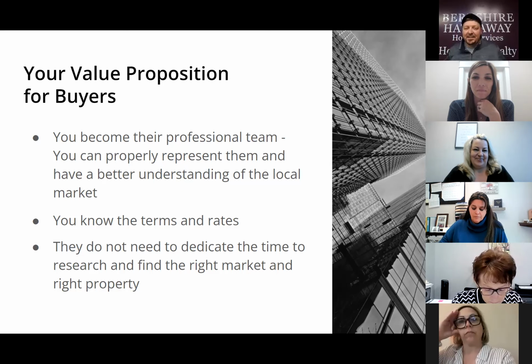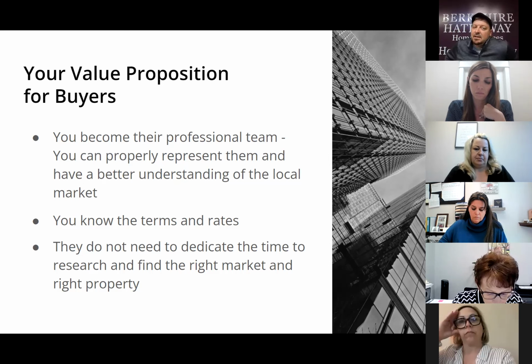So you can actually say verbatim, hey, we have a whole team of professional people. We can represent you and have a better understanding of the local markets, the ins and outs of the local markets. You can know the terms and the rates on that data sheet. You don't need to dictate the time and research to find the right market and the right property. We have the ability, tools, and resources to do that for you, right? That would be your value proposition for buyers.